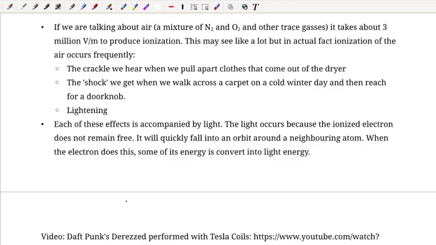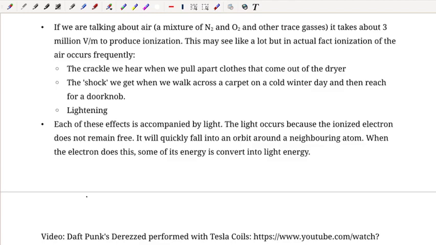So each of these effects is accompanied by light. And this light occurs because the ionized electron does not remain free. It will actually quickly fall into an orbit around a neighboring atom before maybe getting ripped away again. And when the electron does this, some of its energy is converted into light energy. So that is what we call static electricity.